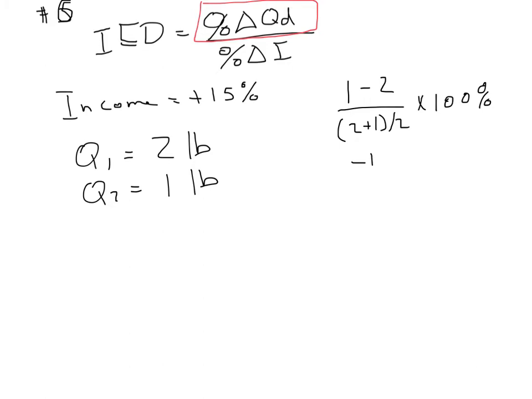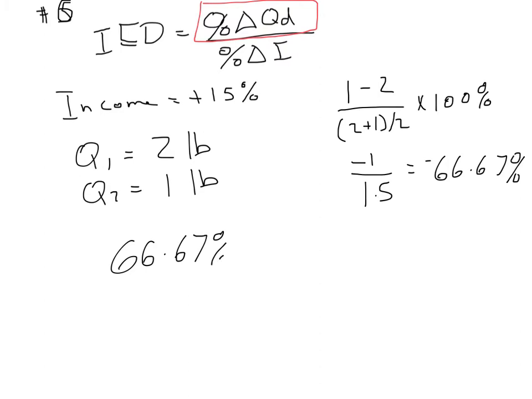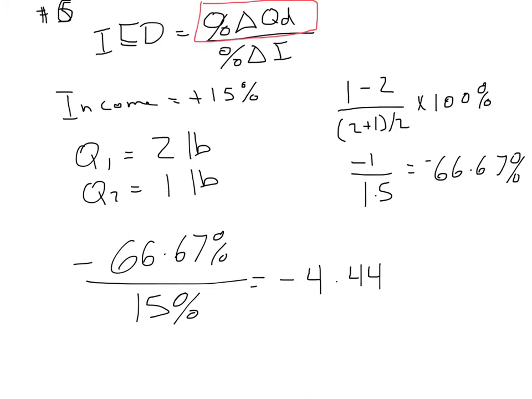Simplified down, it becomes negative 1 over 1.5, which converted to a percent is 66.67%, and that is a negative 66.67%. So to get the income elasticity of demand, you take the negative 66.67% and divide it by a 15% increase in income, and you get something like negative 4.44 as your income elasticity of demand.